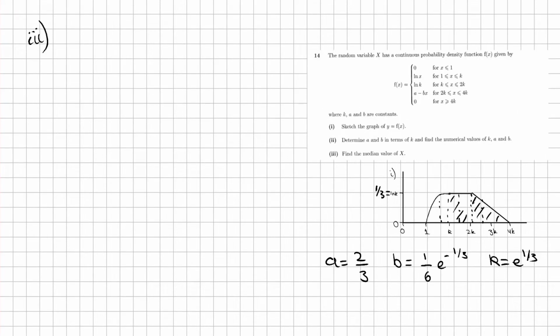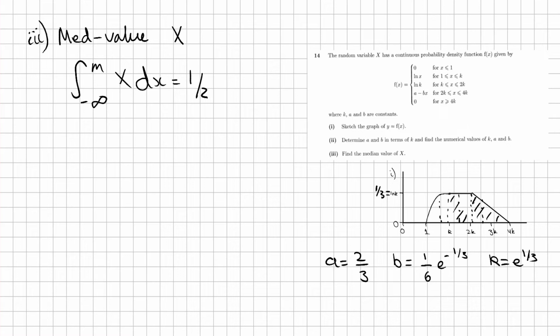For part 3, we're asked to find the median value of our probability density function x, which is going to be when the area under the graph is equal to 1/2. So that's going to happen either in the first region, the second region, or the third region. We can do those step by step to figure out which region the median is going to be in.